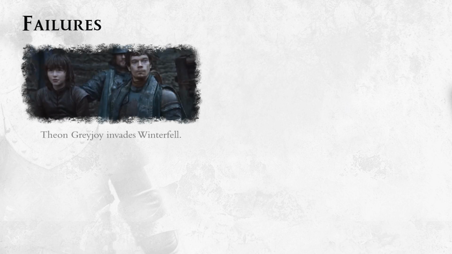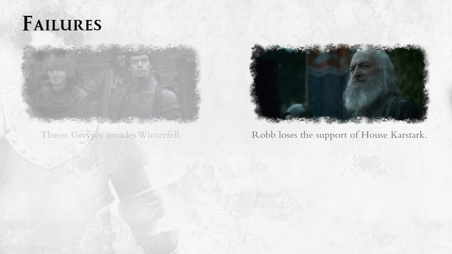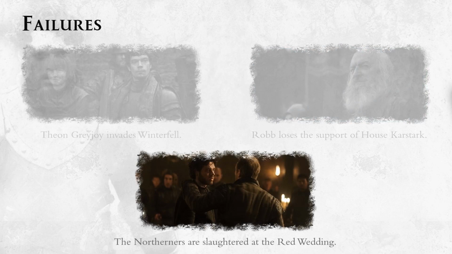First of all, while Robb is marching onto the south, Theon Greyjoy, whom Robb considered his best friend, invades Winterfell. Then Robb loses half of his army because he executed Rickard Karstark, the head of House Karstark, and thus lost the support of this house. And lastly, the most horrible thing that happens to him is that he, his men, and parts of his family are slaughtered at a famous event called the Red Wedding.